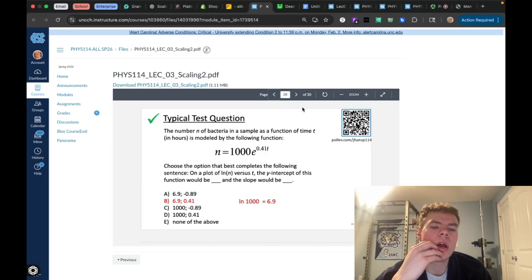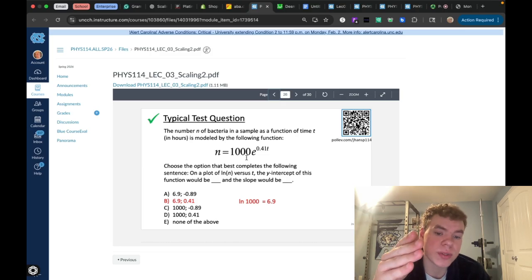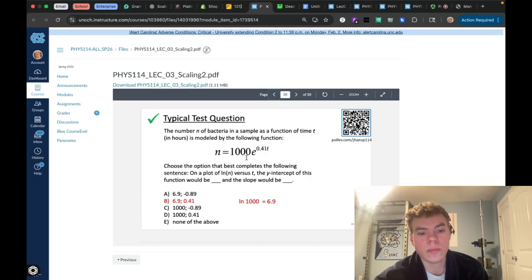Oh, but it's saying on a plot of log of n. So if n is equal to 1,000, then yes, the y-intercept would be log of 1,000, which would be 6.9, and the slope would be the same.